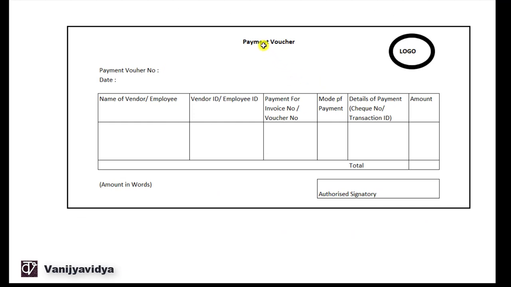Payment voucher. This can be for both cash as well as bank payments. It is given by a company, prepared internally by an entity. We have a logo here, payment voucher number, date, name of the employee or vendor to whom the payment is made, then vendor ID or employee ID, payment for invoice number or voucher number. So we have details of payment for so and so invoice or so and so voucher. And mode of the payment, whether it's cash, check or bank transfer. Then we have details of payment, that is check number or transaction ID, and amount, total amount, amount in words, and authorized signatory here.